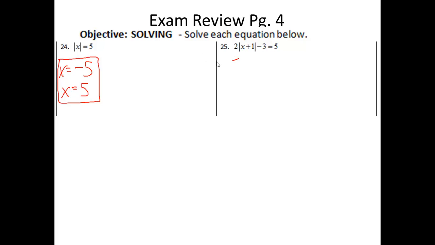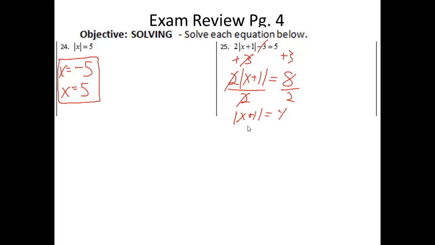For 25, what we're going to do is we're going to get the absolute value of x plus 1 all by itself on the left-hand side. In order to do that, we are going to add 3 to both sides. So then we are left with 2 times the absolute value of x plus 1. These 3's cancel out, then 5 plus 3 is equal to 8. Now, right now, you can kind of picture the absolute value sign as parentheses, so we can just divide by 2 on both sides, and that's going to cancel that out. So we have the absolute value of x plus 1 is equal to 4.